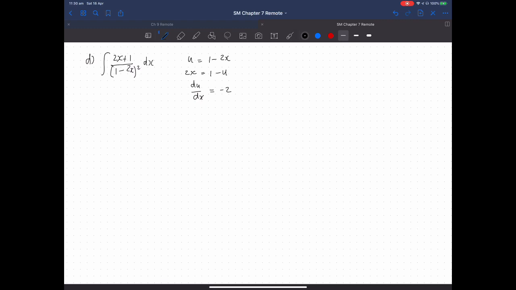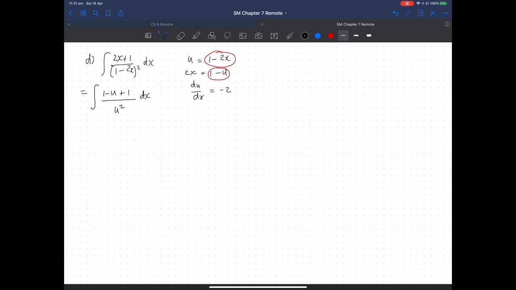So, what we're going to do now is start our substitution. On the top line we have 2x. 2x is 1 minus u. So we're going to have 1 minus u plus 1. On our bottom line, we've got 1 minus 2x. So we're going to substitute u, where the 1 minus 2x is on the bottom line, which will give us u squared dx.